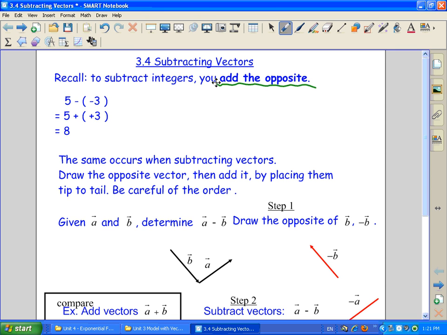So remember that if you are taking 5 and subtracting -3, you're going to add the opposite. And a negative times a negative will give you the positive. That's how that rule stands. So we're going to keep that add the opposite in focus for today.